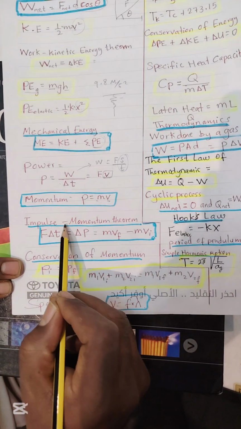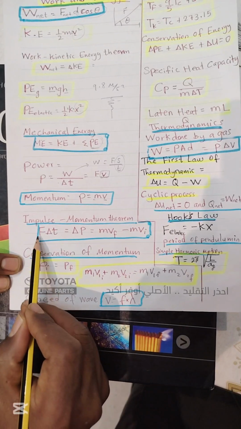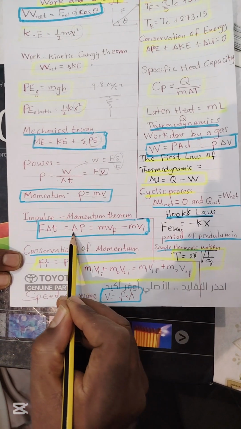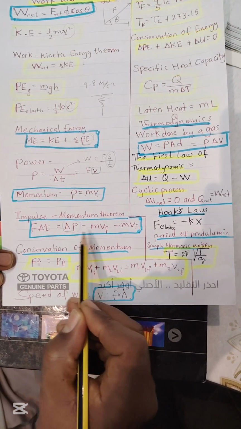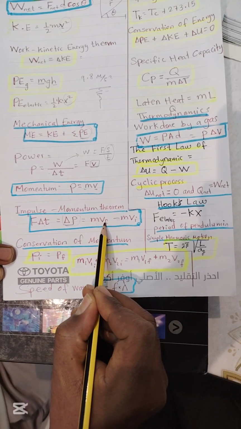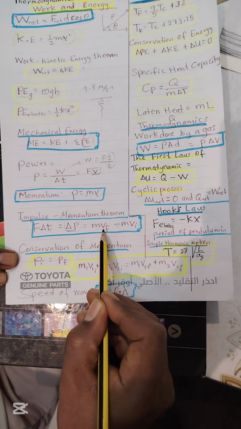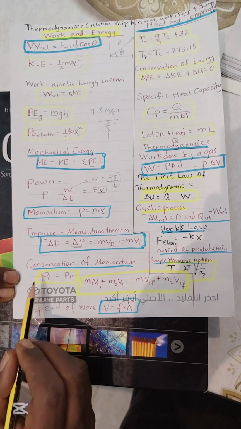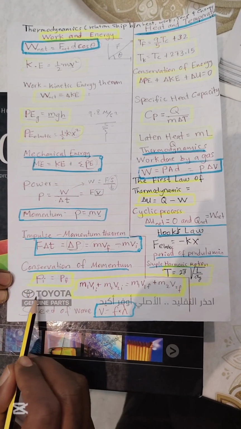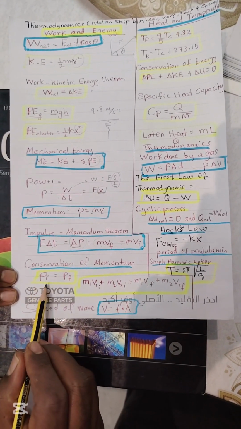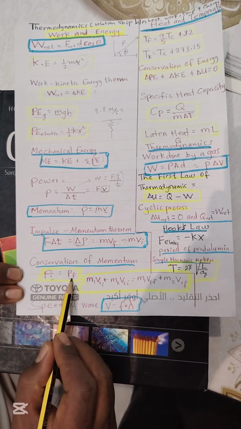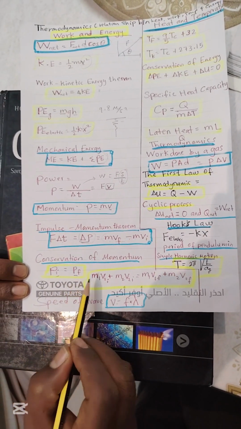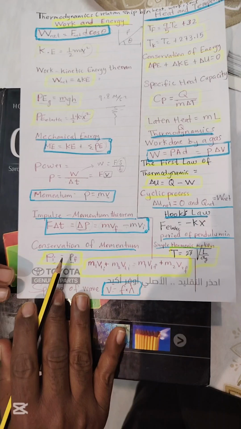Impulse-momentum theorem states that force times change in time is equal to change in momentum. Change in momentum is mass times final velocity minus mass times initial velocity. So this is the change in momentum. Conservation of momentum: initial momentum is equal to final momentum, especially for the collision between two objects.